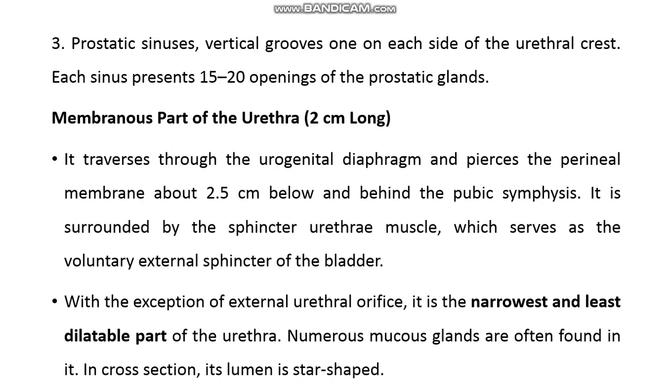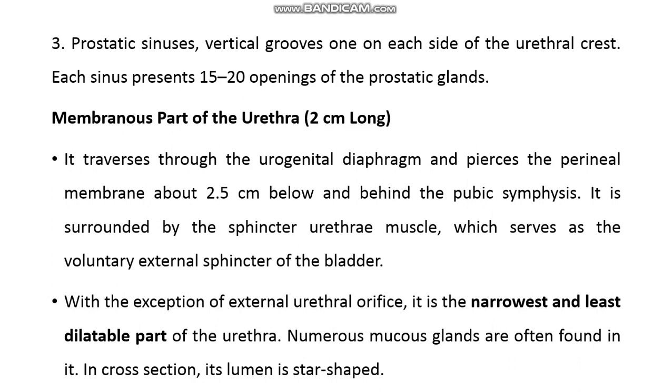This membranous part of the urethra is the narrowest and least dilatable part of the urethra, just opposite to the prostatic part, which is the most dilatable part of the urethra. In this part of the urethra, except for the area of the external urethral orifice, all other parts have numerous mucus glands.